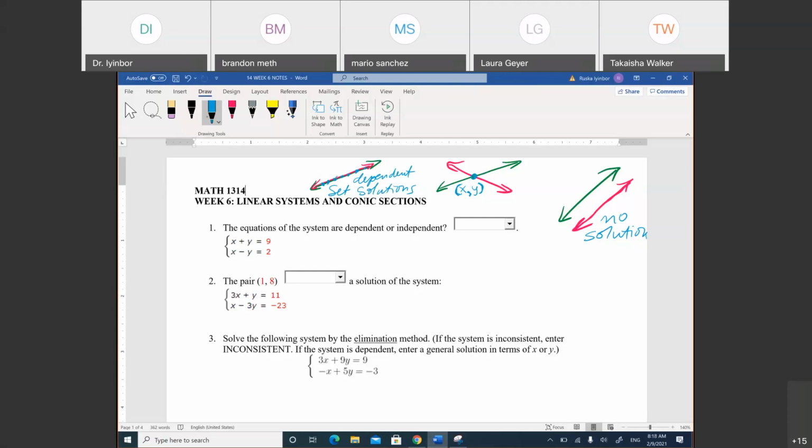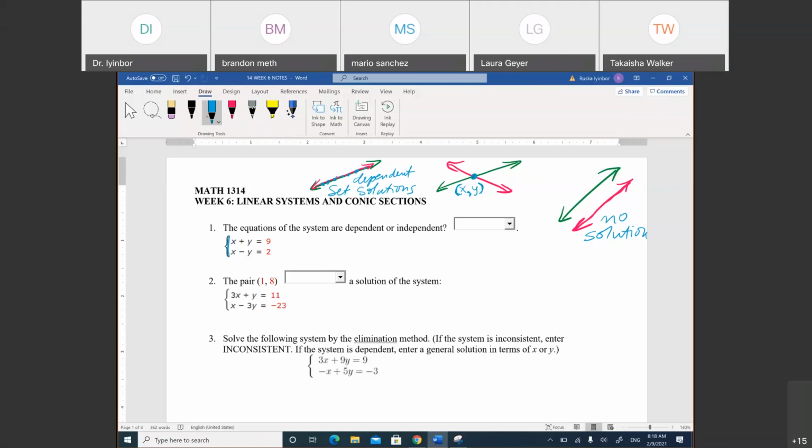Now let's look at the system of equations. So they're asking, is the system dependent or independent? How do you know that? You're going to find out when you solve it. In the process of solving, you're going to figure out if it is dependent or independent. First I'm going to show you how to solve it, and then we'll go back to number one to check if it's dependent or independent. So let's start with number two.